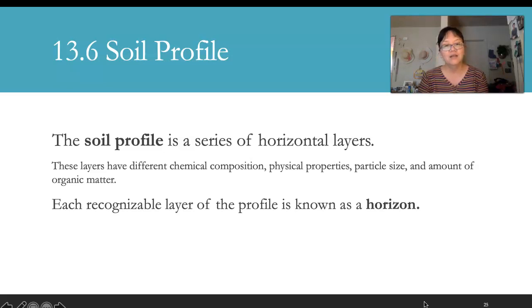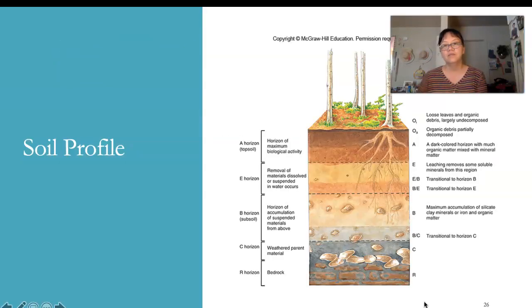Each recognizable layer of the profile is known as a horizon. It's not vertical, it's horizon. Let's check out this very complicated slide. So this is how those layers look.